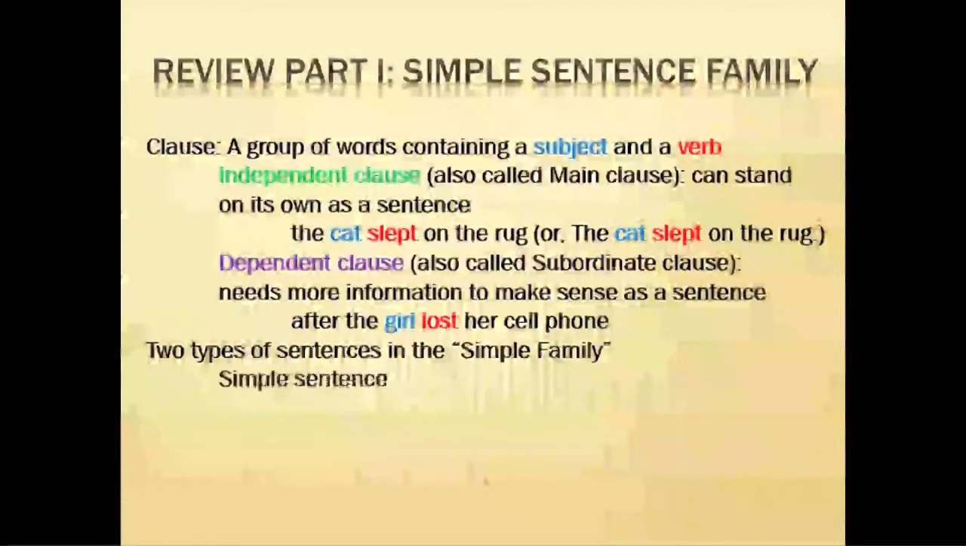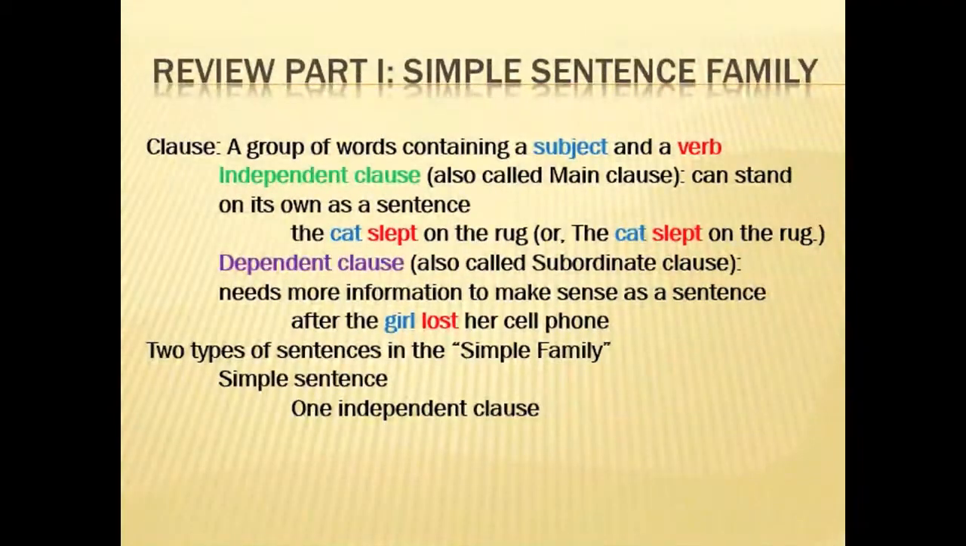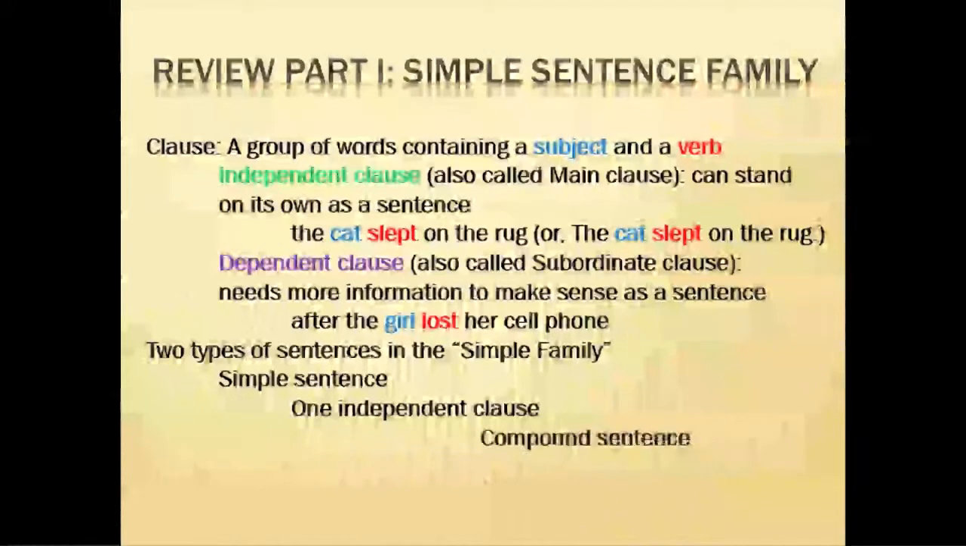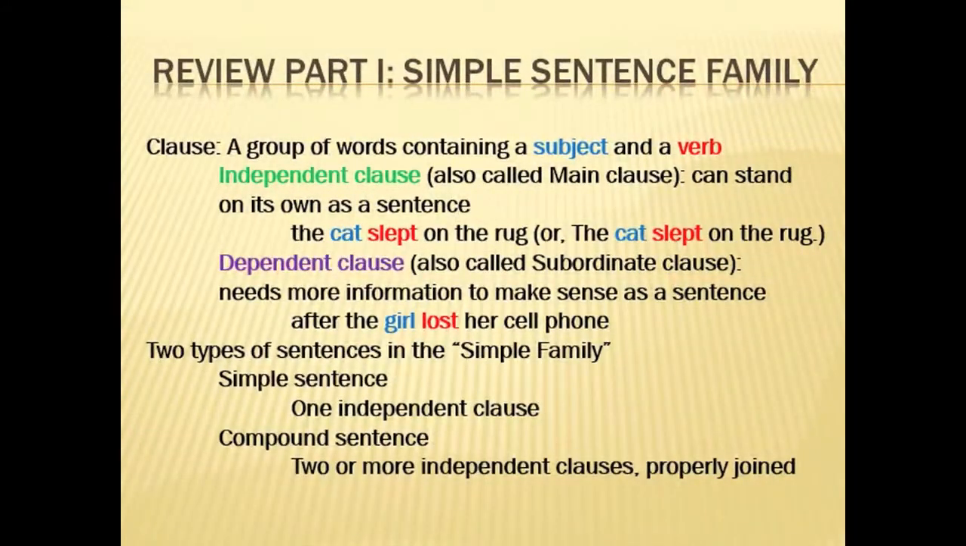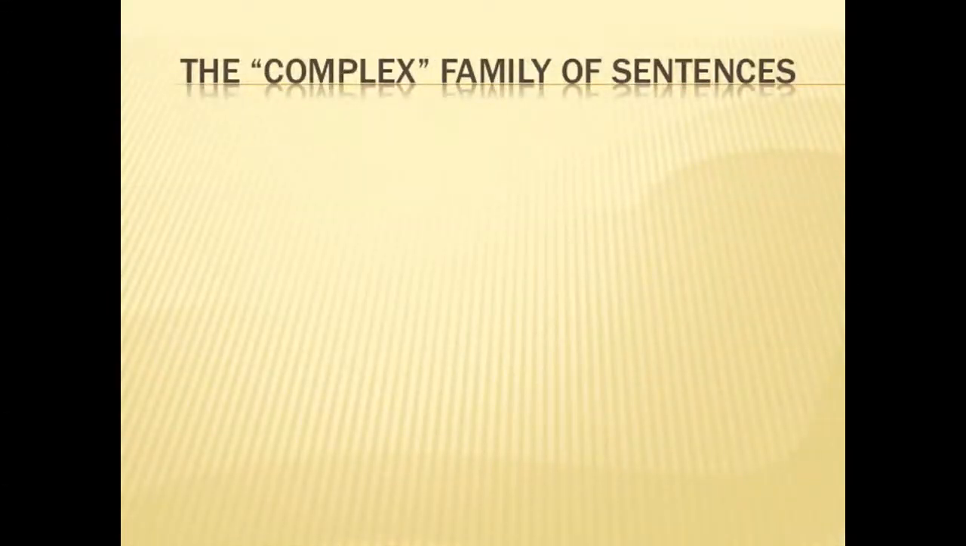Now, there are two types of sentences in the simple family: a simple sentence, which is one independent clause standing all by itself, much like "the cat slept on the rug," and a compound sentence, which is two or more independent clauses properly joined. If you have any problem with any of this, please go back and review Part 1, which is on the simple family of sentences.